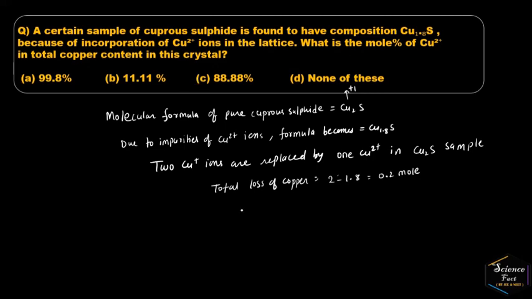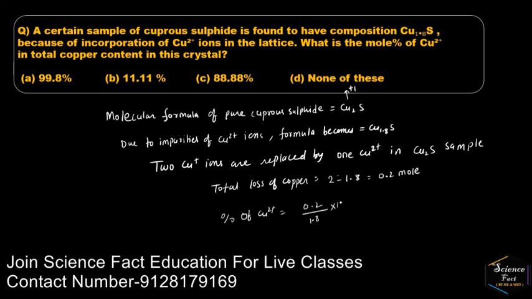So therefore the percentage of Cu2+ should be equal to 0.2 mole of Cu2+ divided by total moles of copper, that is 1.8, into 100, which results in 11.11%.